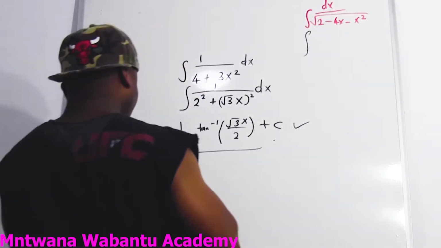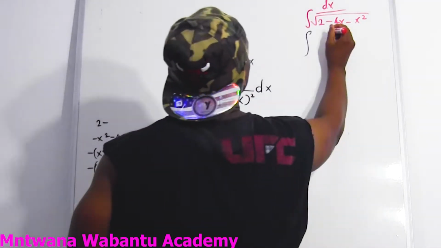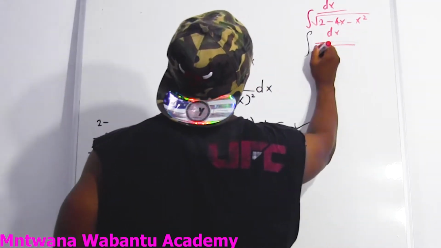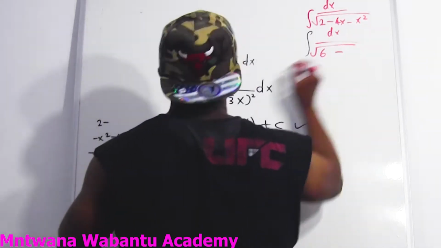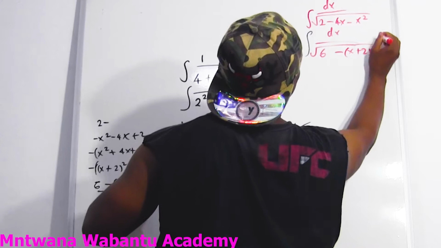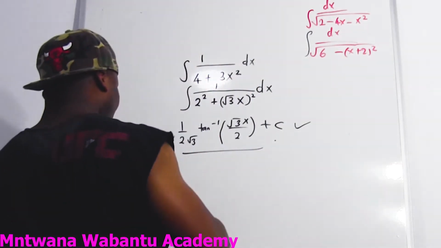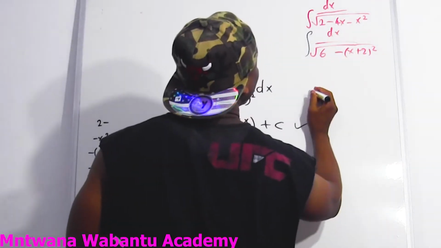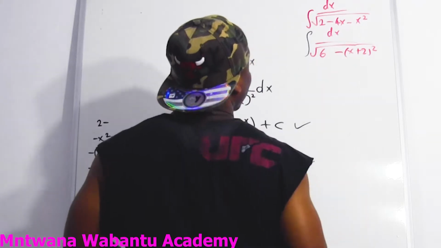So the integral is dx, and then you still have the square root of 6 minus, just like I got here, (x plus 2) squared, by completing the square. So now this is already an inverse sine.